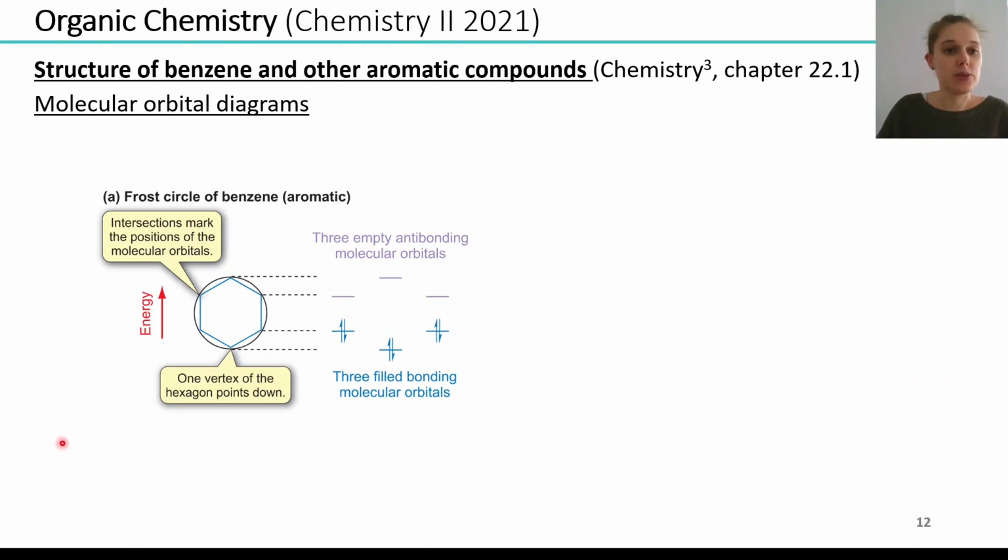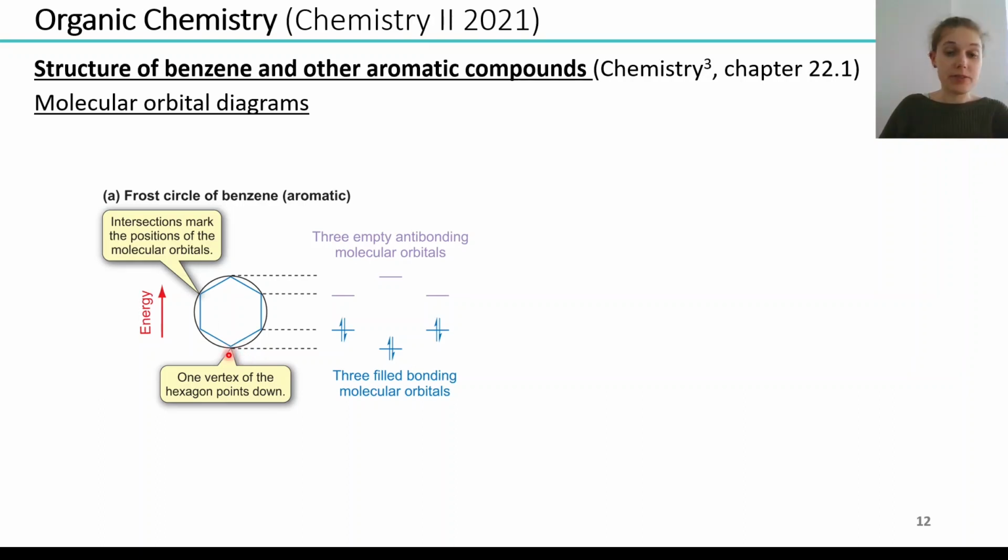If we want to understand the reactivity and stability of benzene, we will start with drawing the hexagon, which is the overall structure of the benzene molecule. And we have to draw it in that way that one of the vertex points down. So like this. Afterwards, we draw a circle around the hexagon, and each intersection between the circle and the hexagon represents then a molecular orbital.